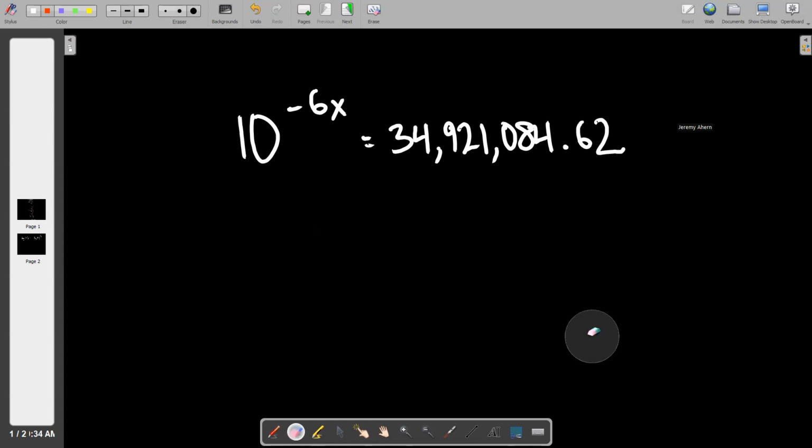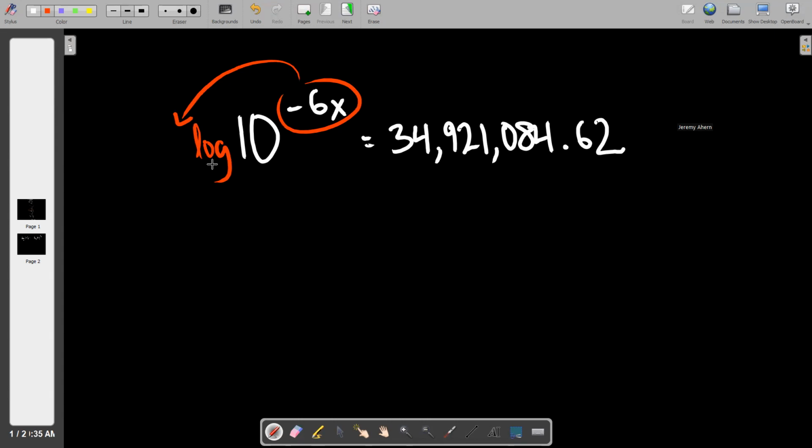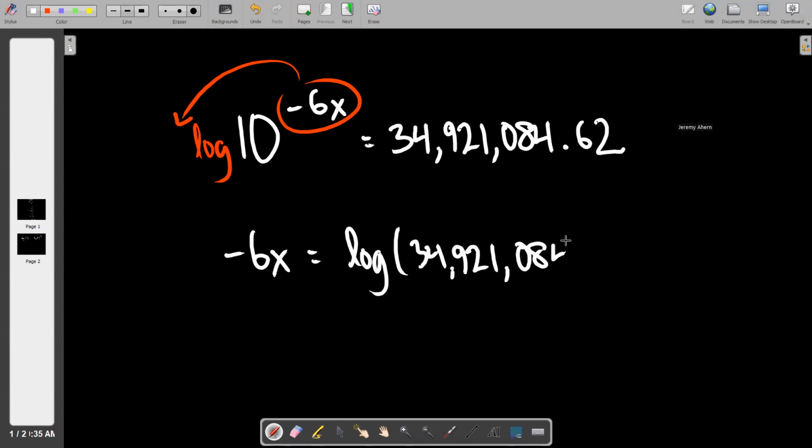So here's what I'm trying to tell you. When you bring this -6x down in front, it winds up in front of a log of 10, which, like we just said, is 1. So the benefit is I can just have -6x equals the log of 34,921,084.62.